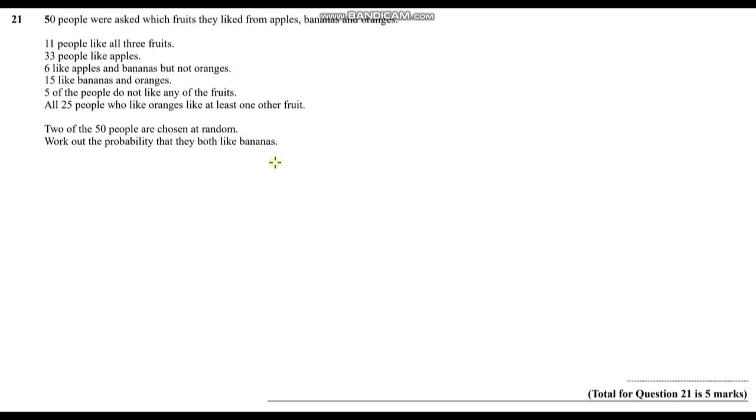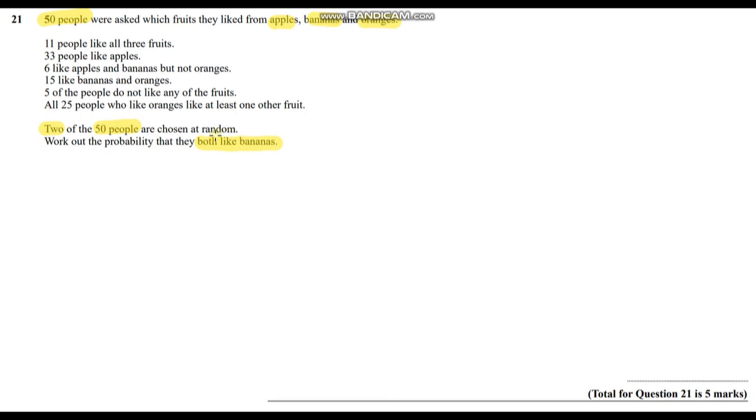Okay, we're on to the final question. Question 21. 50 people were asked which fruits they liked from apples, bananas and oranges. 11 people liked all three fruits. 33 people like apples, 6 like apples and bananas but not oranges. 15 like bananas and oranges. 5 of the people do not like any of the fruits. All 25 people who like oranges like at least one other fruit. 2 of the 50 people are chosen at random. Work out the probability that they both like bananas.